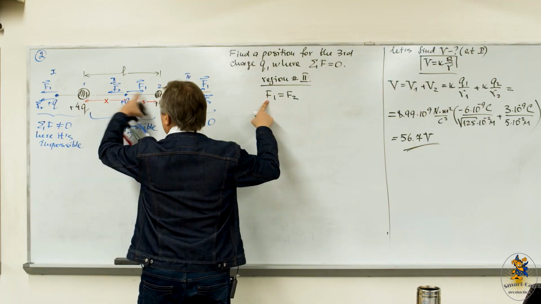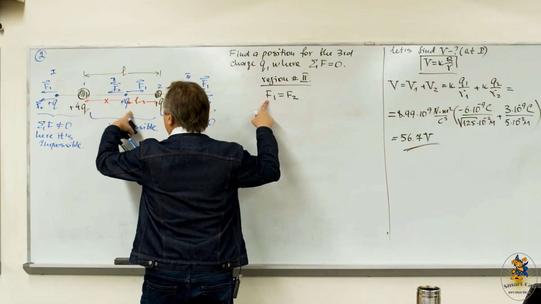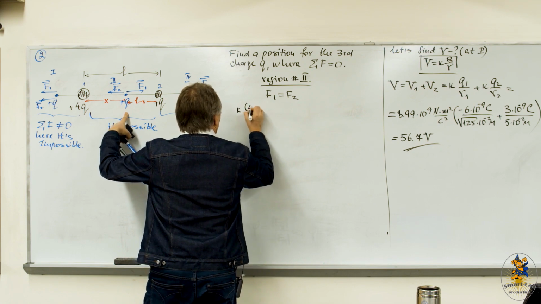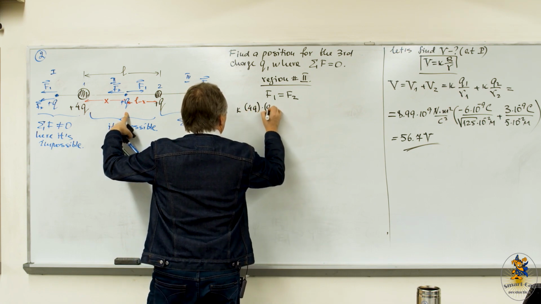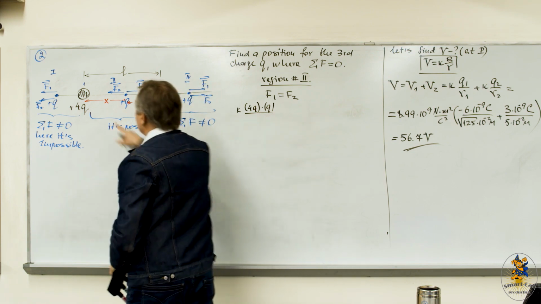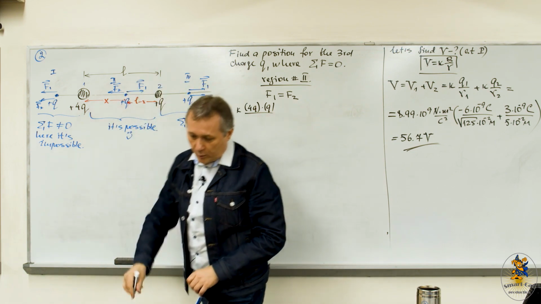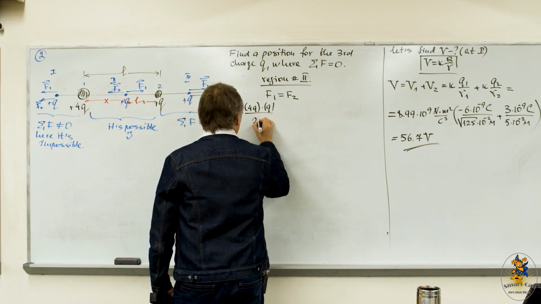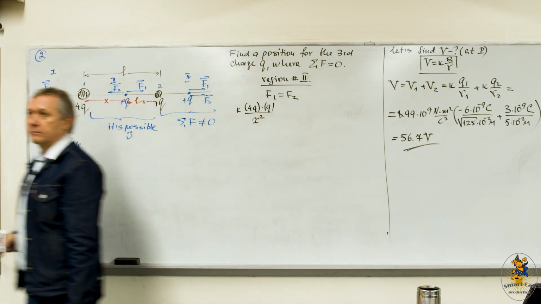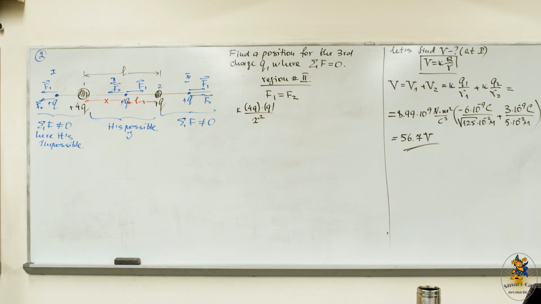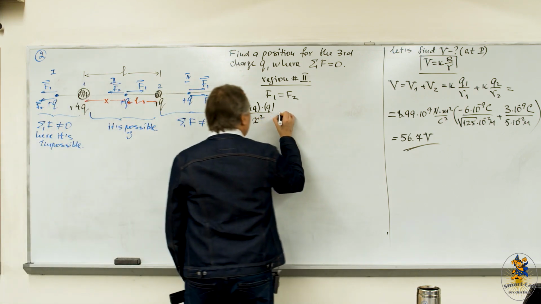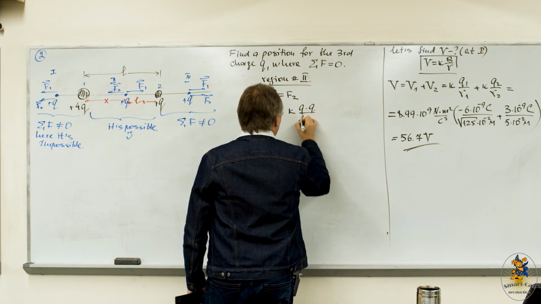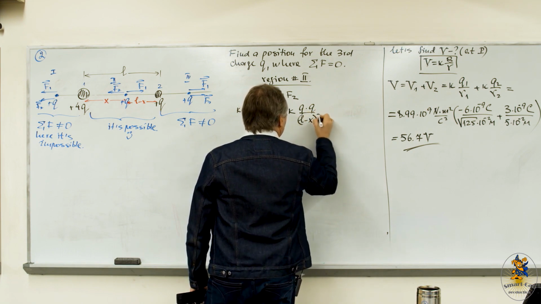F1, it's between 4Q and Q. So it will be K times 4Q times Q, and divided by the distance. Distance is unknown x. Yeah, I introduced that x. So divided by x squared. And F2 will be very similar, but now it will be K, Q, Q, divided by L minus x squared.